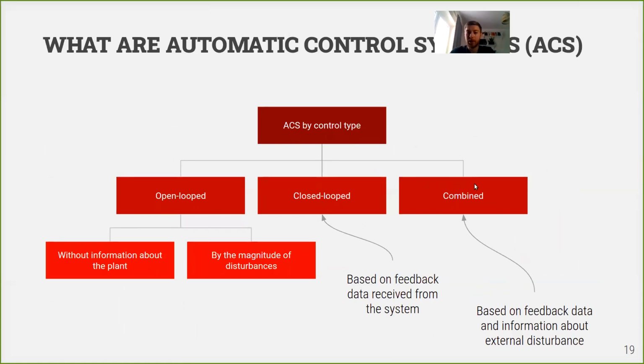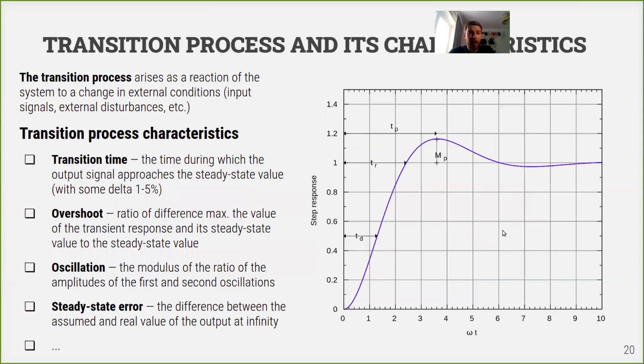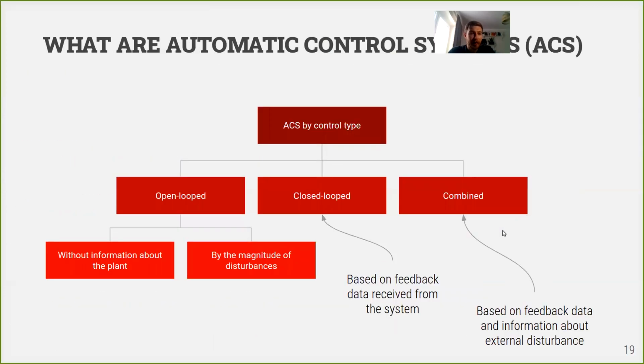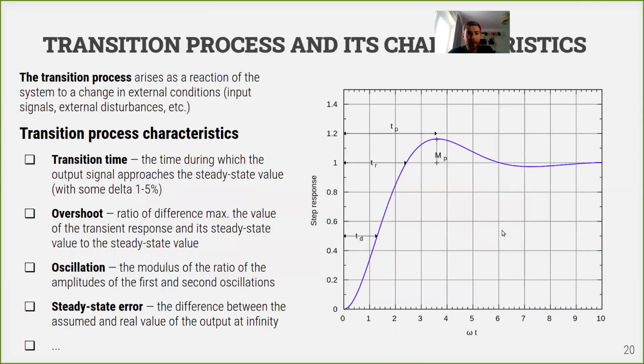And of course, such systems usually work better. And the last theoretical aspect we have to discuss here is a transition process and its characteristics. So of course, our system, any real system, cannot change its state immediately.